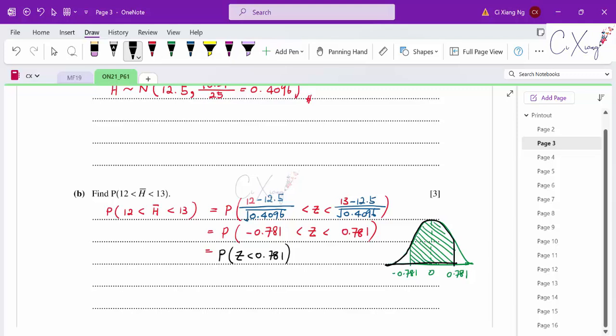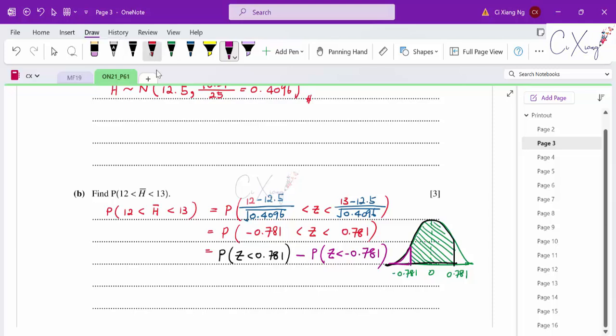Then I have to minus this small area, okay, minus this small purple color area here, so that I can get the shaded area that I have, right? So the black color minus the purple color, then I get a shaded ring color area. So the purple color area, if you try to write out, it should be z smaller than negative 0.781.